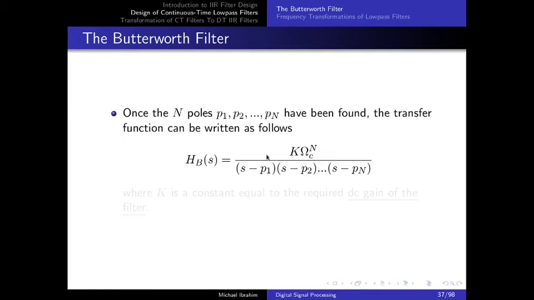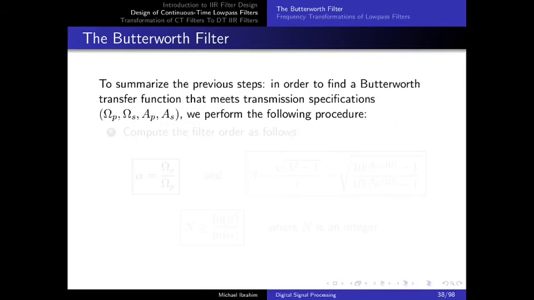That's why we do not have any polynomial over here in the numerator, only a constant k, which is the DC gain, times omega c to the power n. And k is a constant that's equal to the DC gain of the filter. If it's not given, you can assume it to be 1.